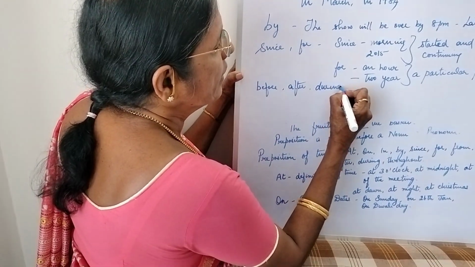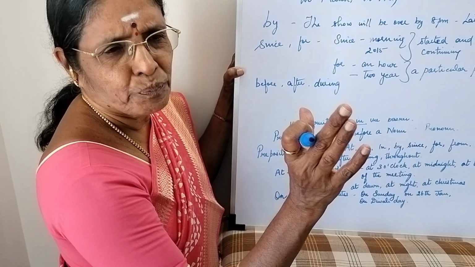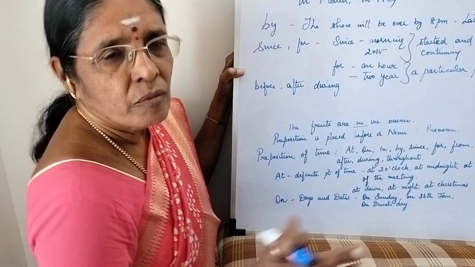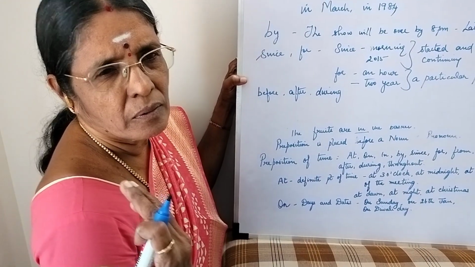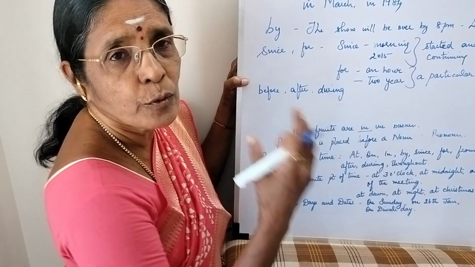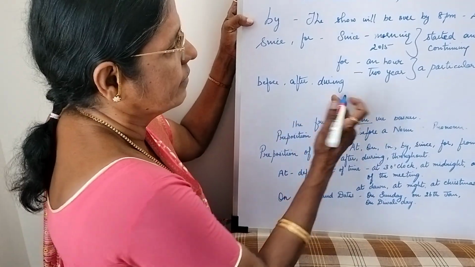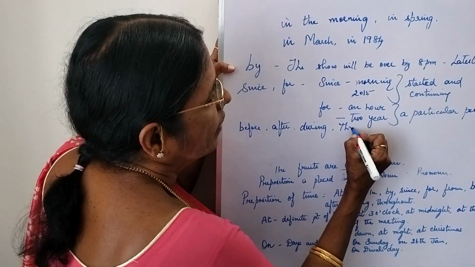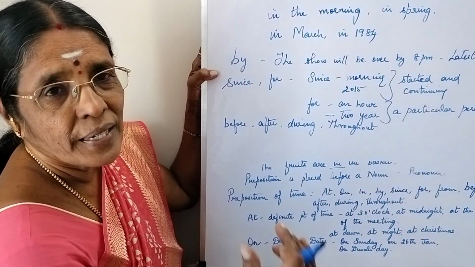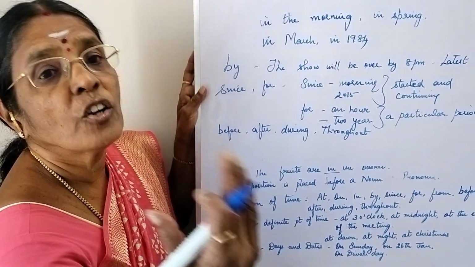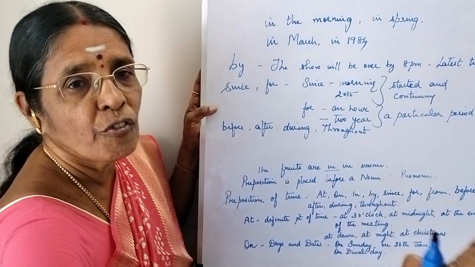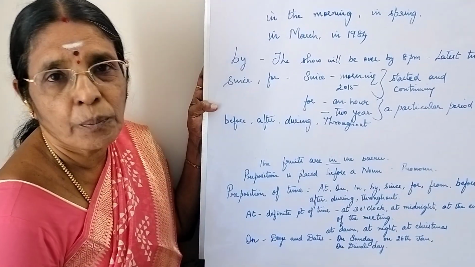During. During means a span of time. So during the year 2025, there were a lot of changes, climatic changes. You can say during the year 2025, there were a lot of climatic changes. Then throughout the year 2025, we had a lot of confusions. Are you able to understand? So that is the span of time. This is how it has to be used.